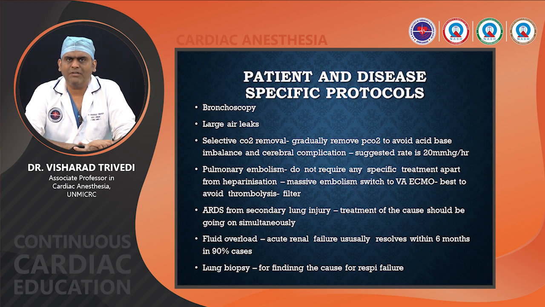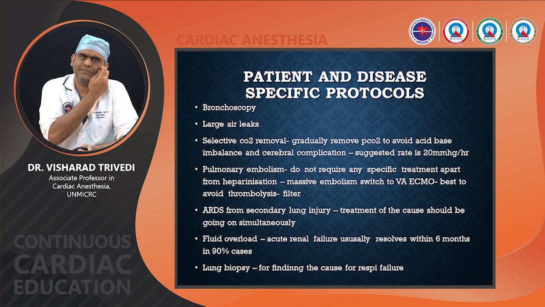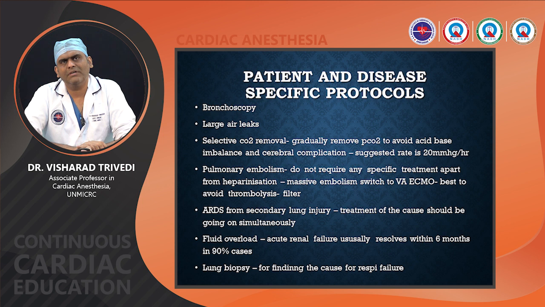Pulmonary embolism associated with right ventricular failure, massive embolism, can be managed by Veno Venous ECMO initially, and if there is RV failure, then you can switch over to VA ECMO as well. ARDS from secondary lung injury also should be managed by Veno Venous ECMO. Veno Venous ECMO is the major modality of treatment in ARDS. Fluid overload per se is not an actual indication for Veno Venous ECMO, but you can manage it if the patient is not responding to conventional therapy.